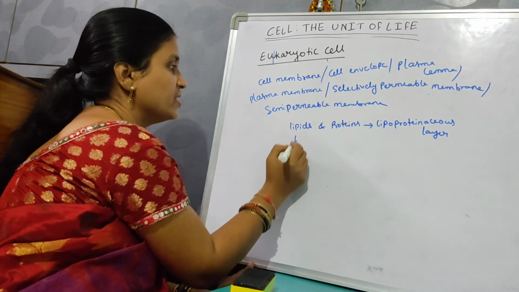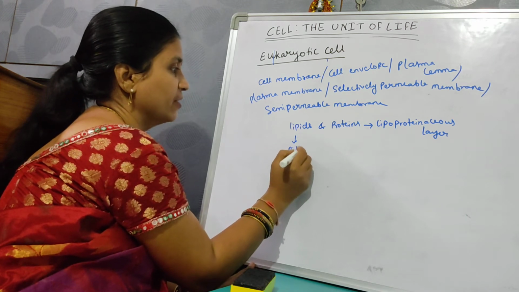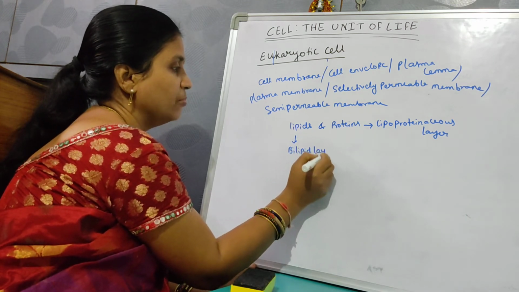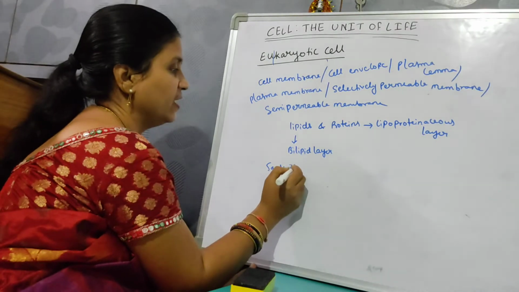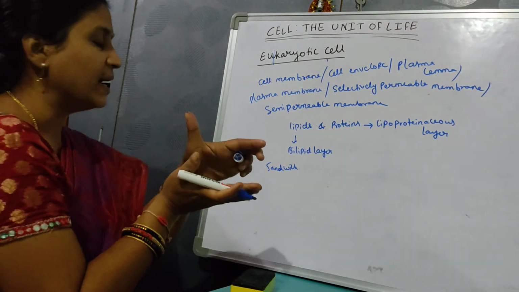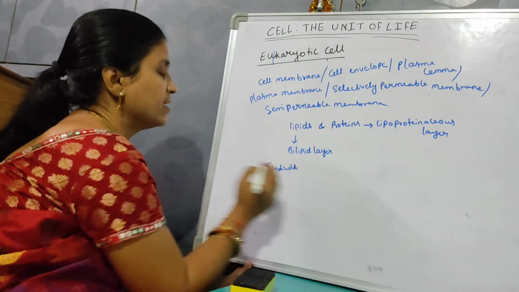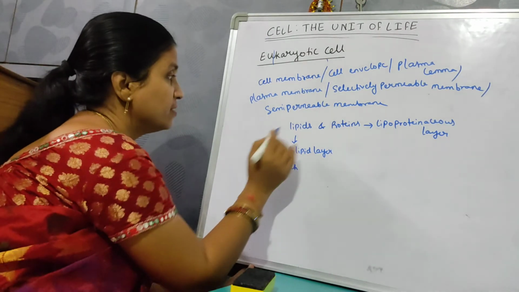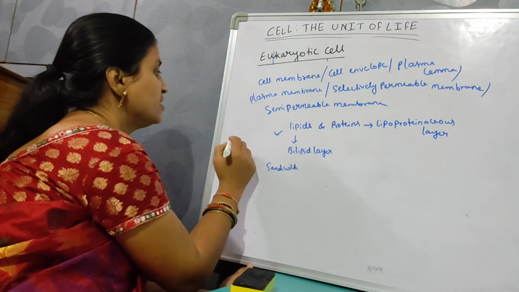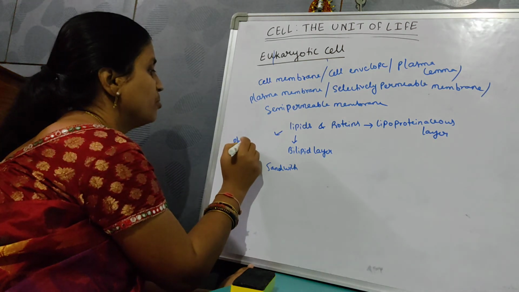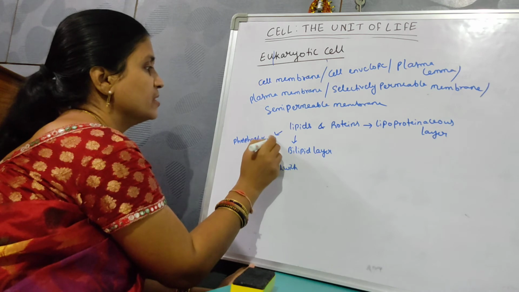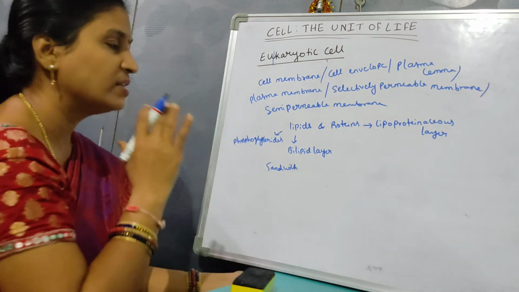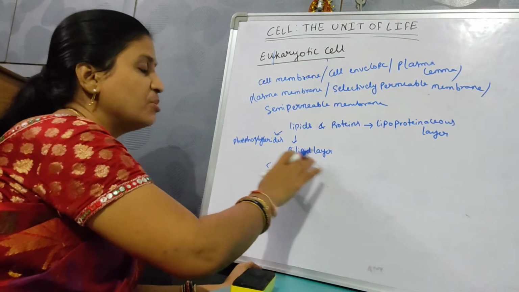These lipids are present in the form of a bilipid layer, like a sandwich. And what type of lipids are present? Phosphoglycerides are present. So then, how are these lipids arranged? Arranged in a bilipid layer.